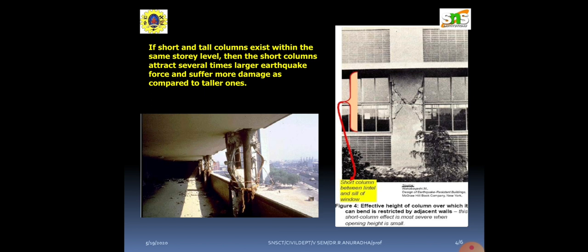In the second picture, you can see a short column between the lintel and sill level of a window. As I have already told, due to the effect of earthquake, the column failure may be an X-shaped failure. This you can see in the second picture. The effective height of the column over which it can bend is restricted by adjacent walls.